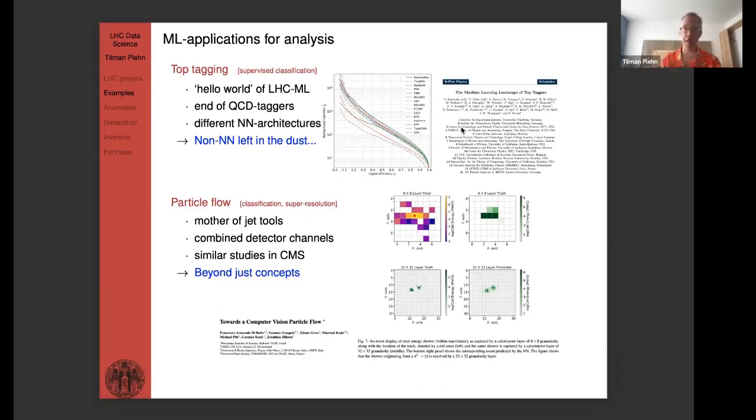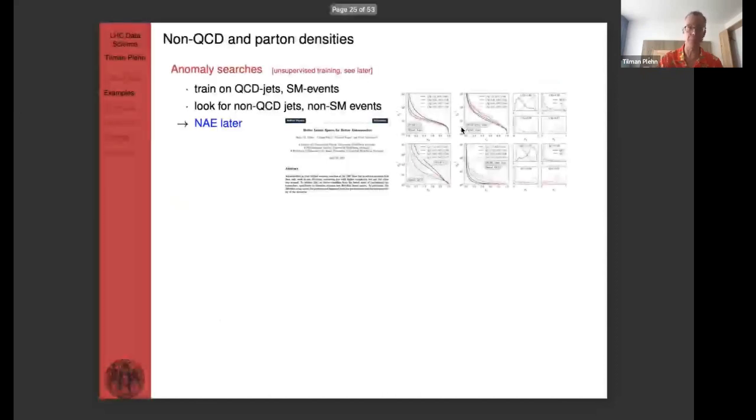And this is again a beautiful machine learning problem. I like that paper, a work by Alan Gross, Maru Mikado and friends, because they employ everything you can think of in machine learning, including super resolution. Everything we love is just in there, and it's way beyond concepts, and this is actually a ready tool. People can use it. These kinds of things, like taggers, particle flow, are all ready to be used.